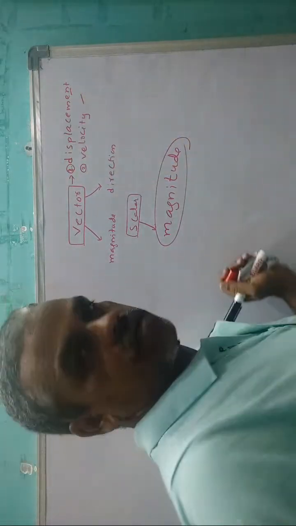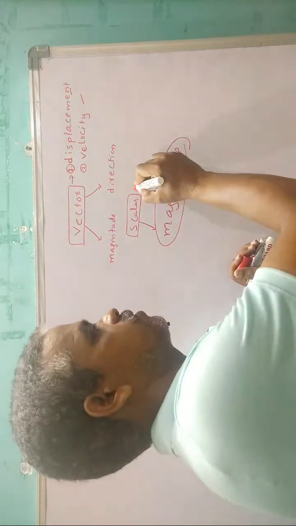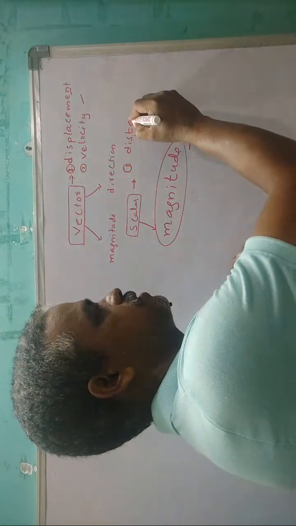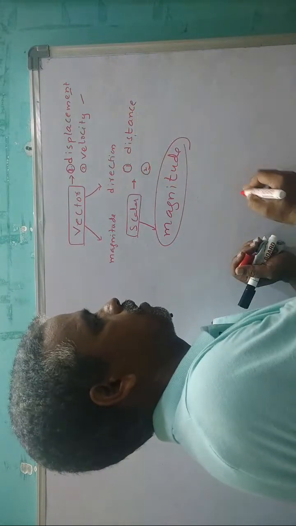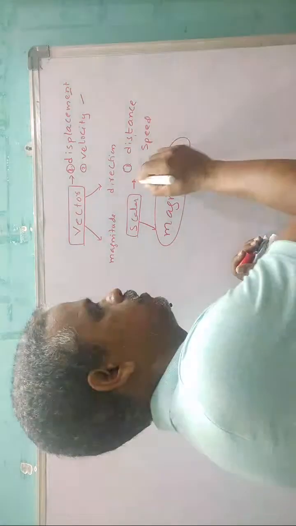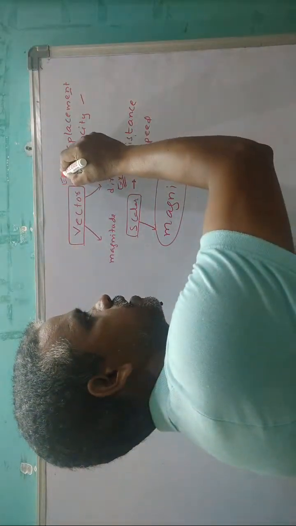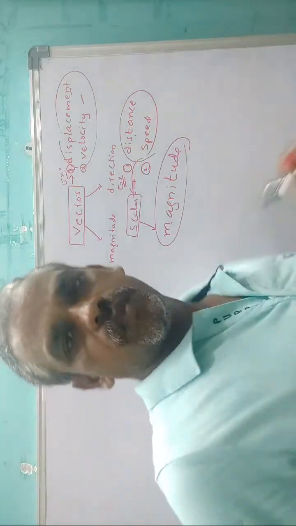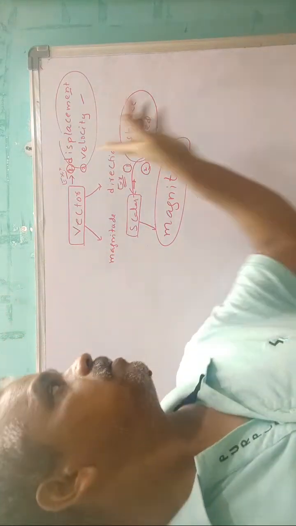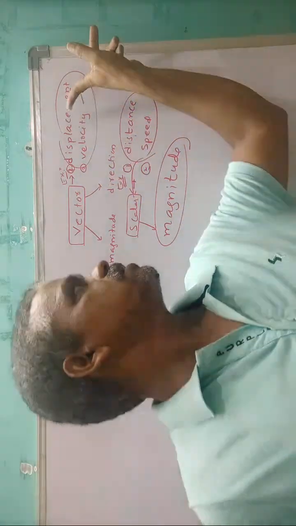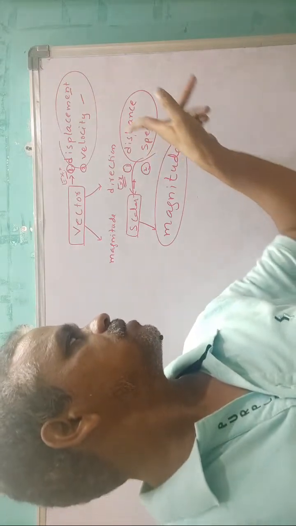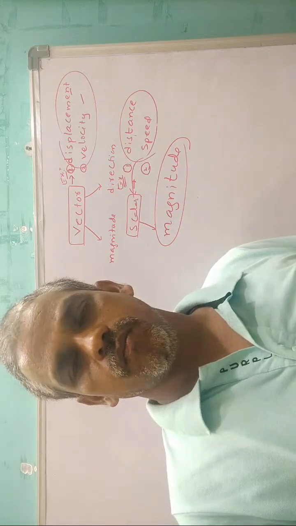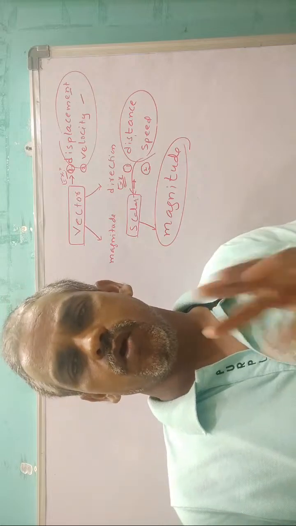We discussed these two quantities in kinematics up to now. So what about scalars? We discussed displacement, distance, and speed. Examples for vectors: displacement, velocity. Examples for scalars: distance, speed. Okay. Now I am giving you homework.